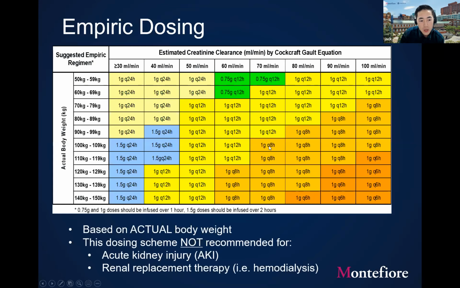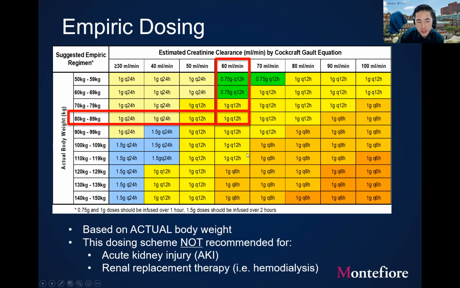So we have a nomogram. You can find this on Sanford Guide, or if you just order vanco in Epic, it appears on the left-hand side of the order. So it's very easy. You can find this anywhere. The good thing about this nomogram is that it's pretty user-friendly and there are a lot of different dosing regimens. It's based on actual body weight, so you just have to make sure you're using actual body weight on the left-hand side. And you can't use this dosing scheme if patients are in AKI or on renal replacement therapy. This is assuming that they have stable renal function.